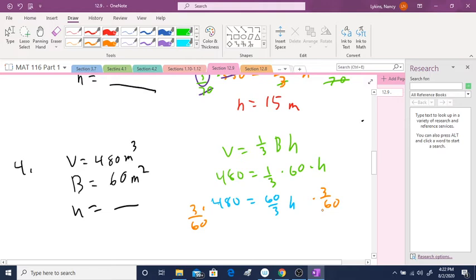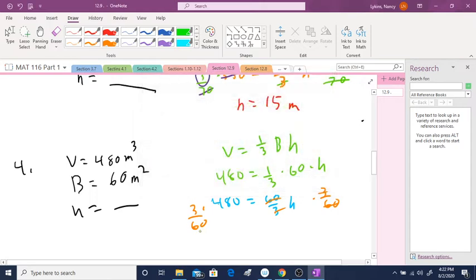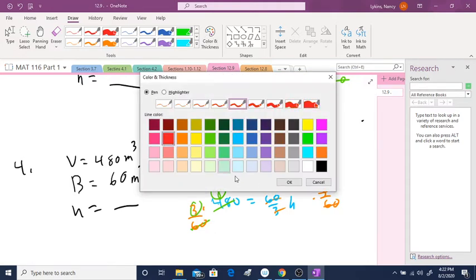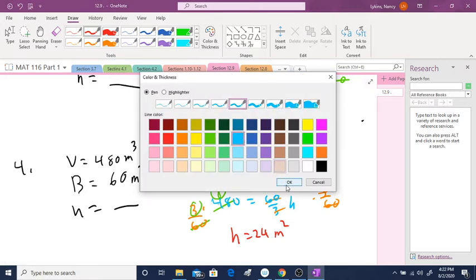The reason why is because your 3's would cancel, your 60's would cancel. And then I know that 6 goes into 480 right here 8 times. So 8 times 3, h is 24 meters squared. Now, we'll come back to this real quick.